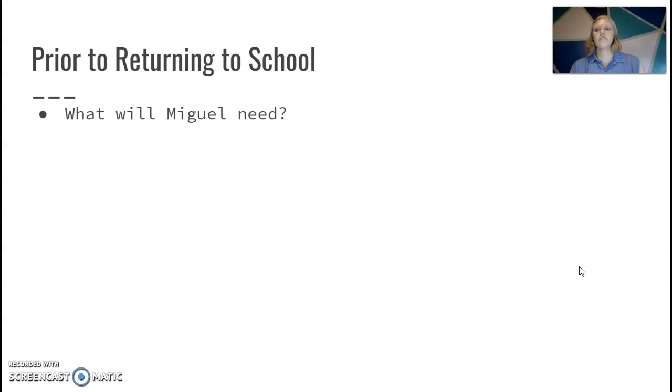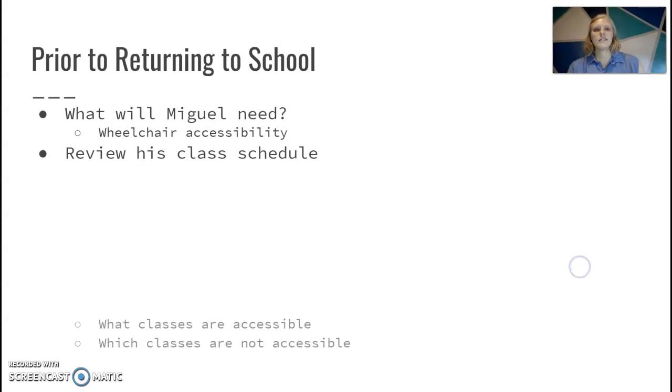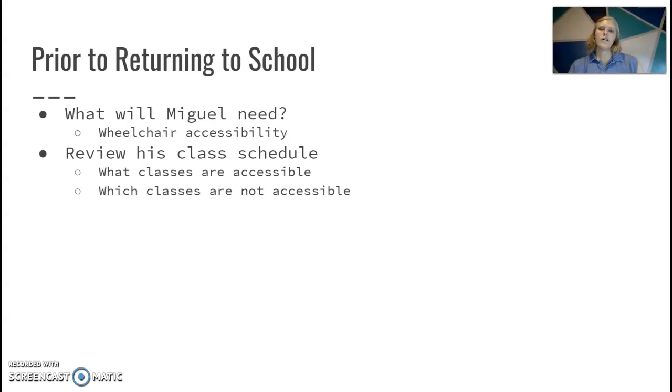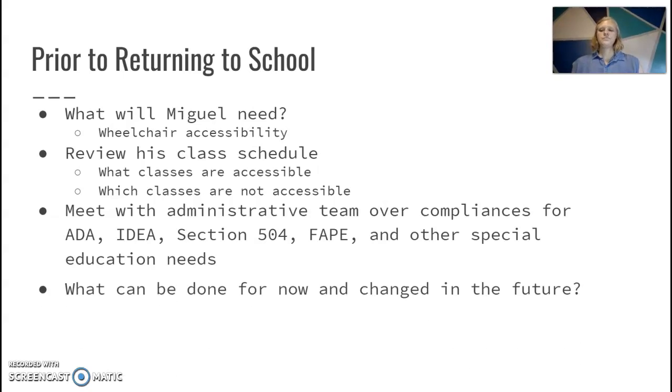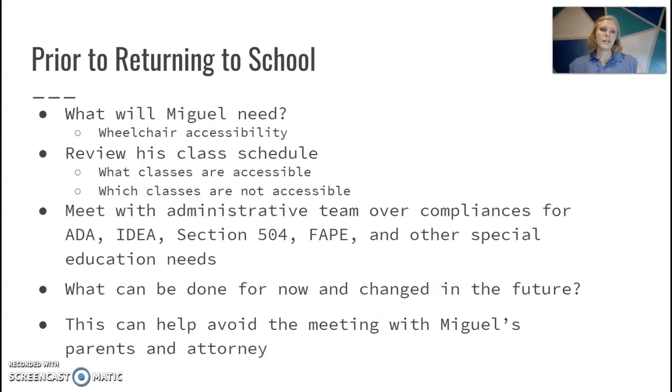So prior to returning to school, what we should have done was figure out what Miguel would need. What could we do to give him wheelchair accessibility? We needed to review his classes to see which classes are and are not accommodated under the ADA. And we need to meet as an administrative team over compliances for ADA, IDEA, Section 504, FAPE, and other special education needs. By doing this, we need to figure out what we could do now to accommodate Miguel versus what we can put in the future to help make changes to accommodate him, since he is only a sophomore. This could all have helped avoid the meeting with Miguel's parents and attorney.